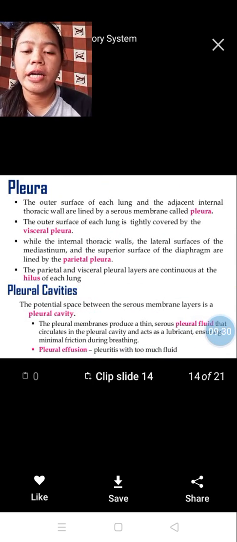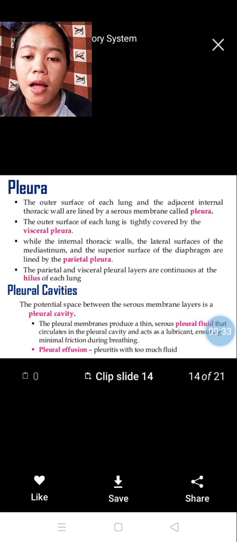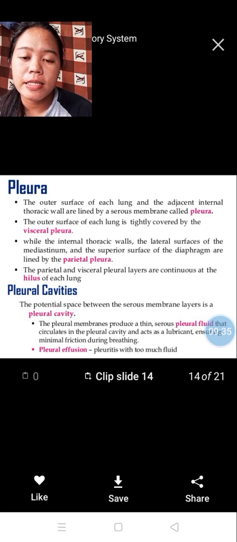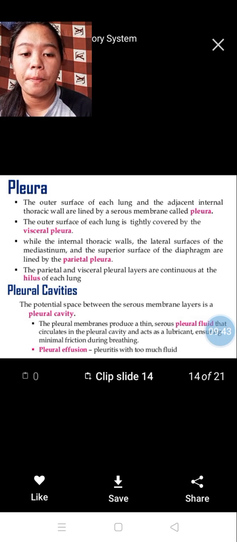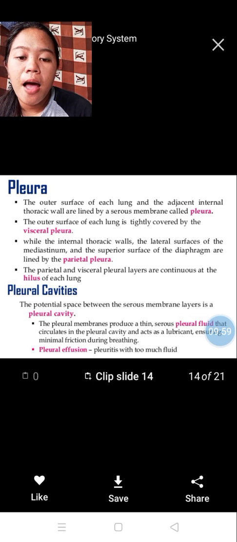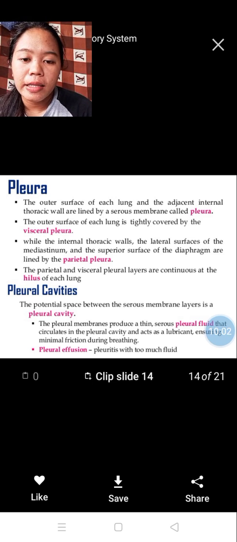Next organ of the respiratory system is the pleura. The outer surface of each lung and the adjacent internal thoracic wall are lined by a serous membrane called the pleura. The outer surface of each lung is tightly covered by the visceral pleura, while the internal thoracic walls, the lateral surface of the mediastinum, and the superior surface of the diaphragm are lined by the parietal pleura. The parietal and visceral pleura layers are continuous at the hilus of each lung.